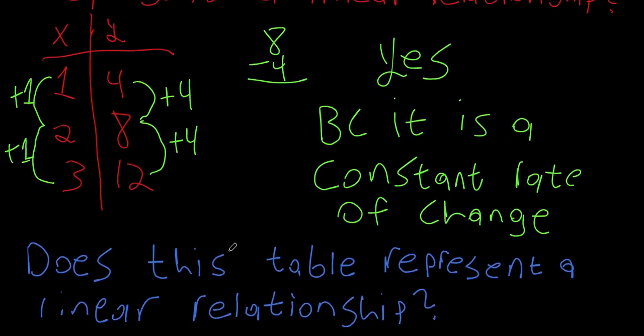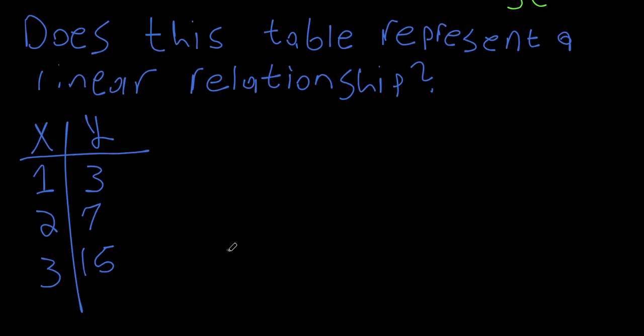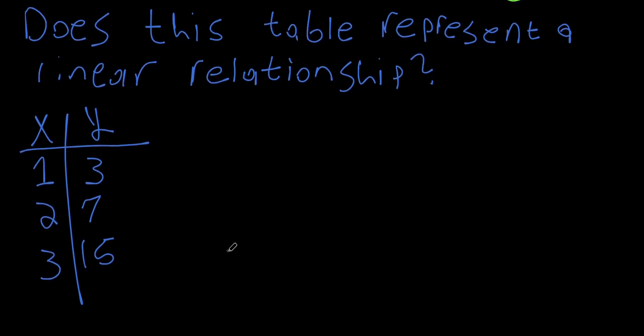So let's move on to the third question. We're going to analyze another table, and I want you to analyze this and determine if it represents a linear relationship. Okay. Let's repeat the process. Repetition is key. So our independent variable over here is increasing by 1. What does our dependent variable do here? So 3 to 7 is plus 4. And 7 to 15 is plus 8.